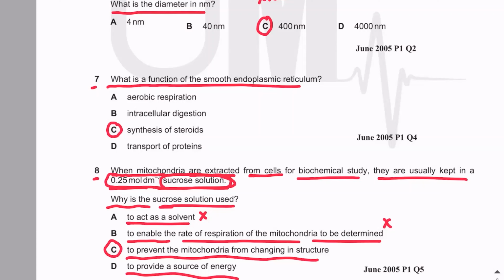If they had to provide a source of energy, they could use any solution of sucrose. They could use any concentration of sucrose, right? If they need to provide energy, they can use other carbohydrates as well. They can use glucose. They can use any concentration of the solutions, but they're just using 0.25 mole per dm cube sucrose solution. Why? To prevent the mitochondria from changing in structure, because this solution is isotonic to the mitochondria. Mitochondria and this solution have the same water potentials. So that's why C. Did you get it?